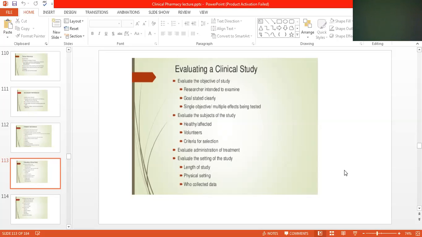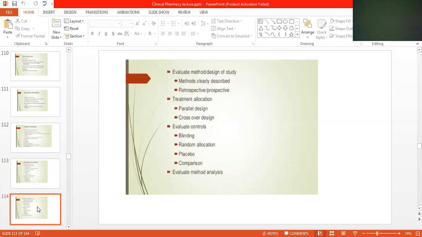Evaluate administration of the treatment. This evaluation of the treatment takes place in phase 2 and phase 3, not in phase 1. Evaluate the setting of the study, and the length of the study, how long. Usually we take 3 days for phase 1, phase 2 takes more time, and phase 3 takes a long time. Physical setting: how you arrange the place where you are taking healthy individuals for the test, and who collects the data. All of this is included in this study.